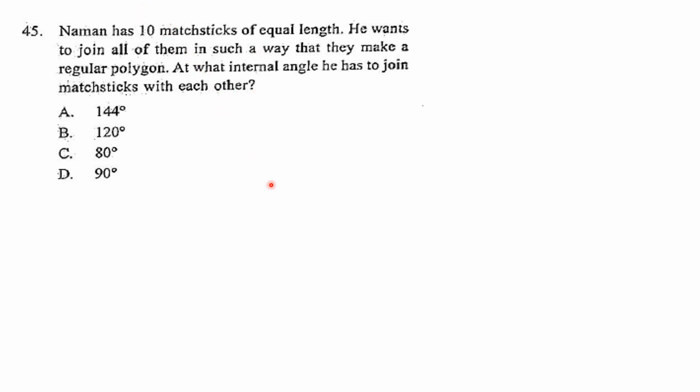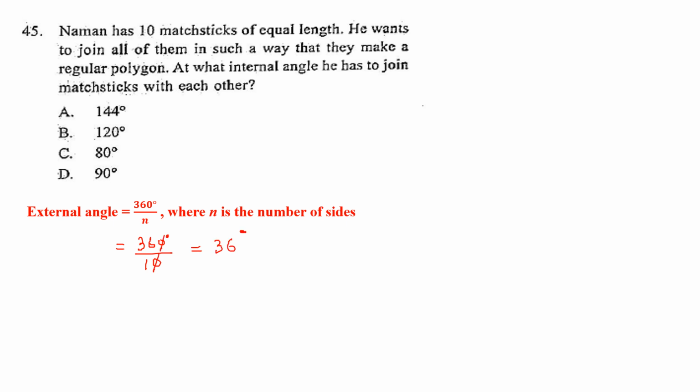So we know the formula to find the external angle of a regular polygon. The formula is 360 degrees divided by n, where n is the number of sides. So from here I can get my external angle. My number of sides is 10 here, isn't it? It is given in the question that they have used 10 matchsticks to form a regular polygon. Now if I reduce it, I am going to get the external angle as 36 degrees.